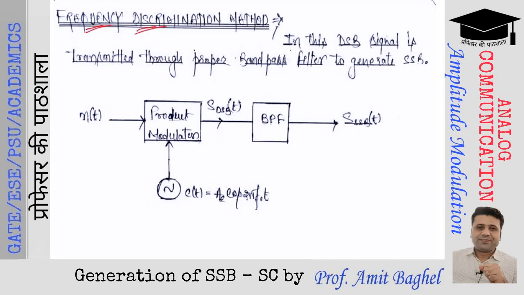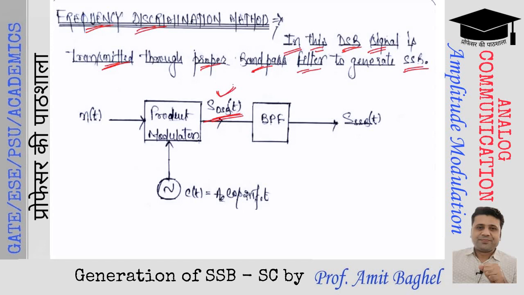In this method, the DSBSC signal is transmitted through the proper band pass filter to generate the SSBSC. So in this method, we are going to pass the DSBSC signal through the band pass filter to generate SSBSC. This is a DSBSC signal, S of DSBSC of t.